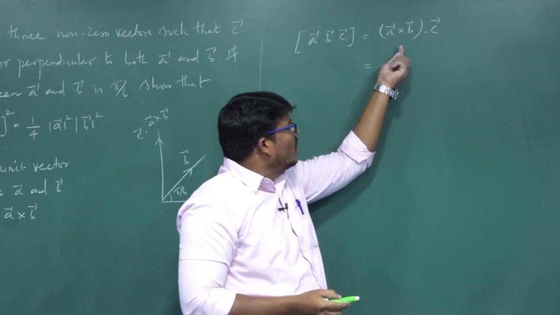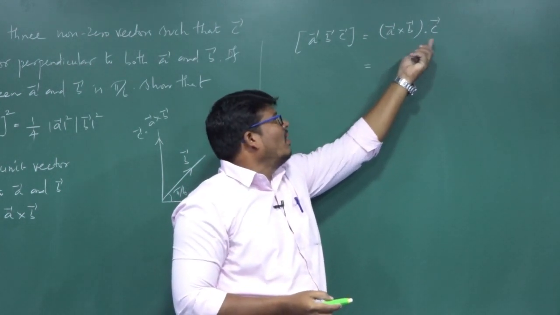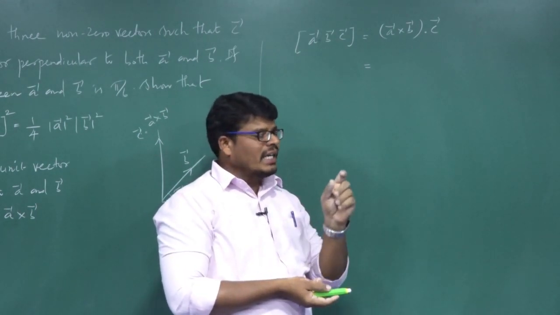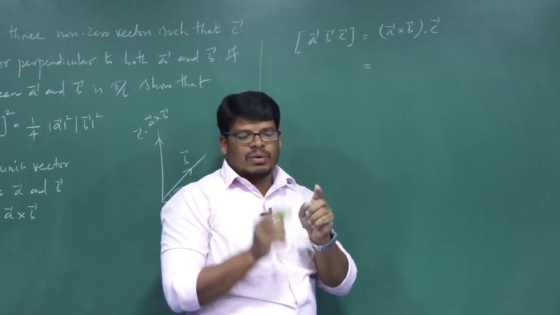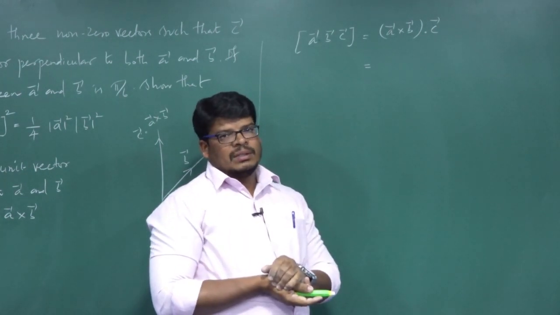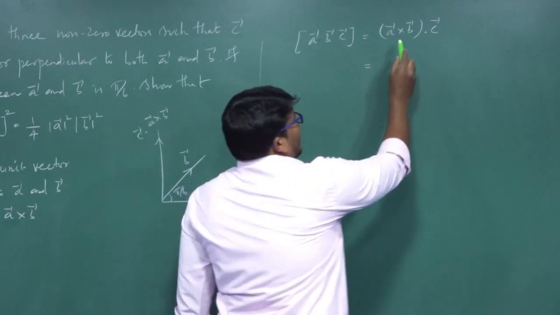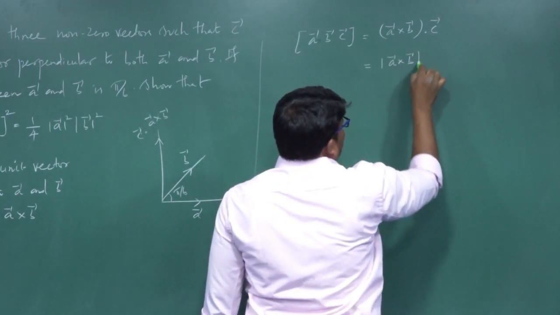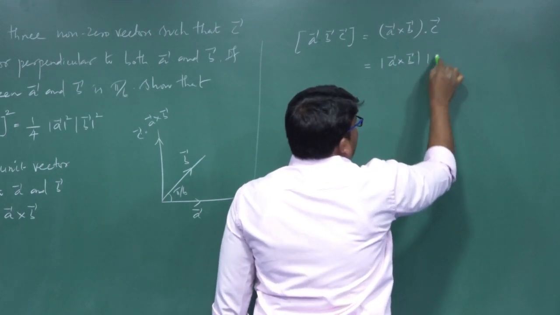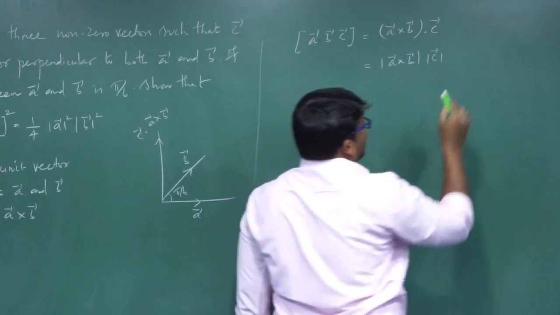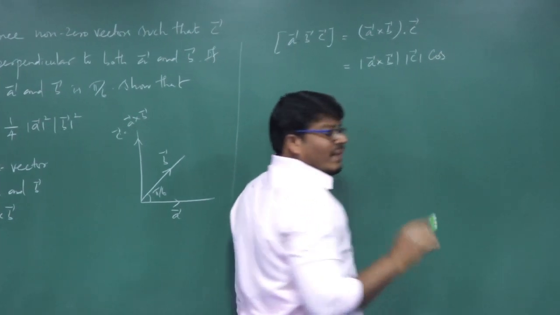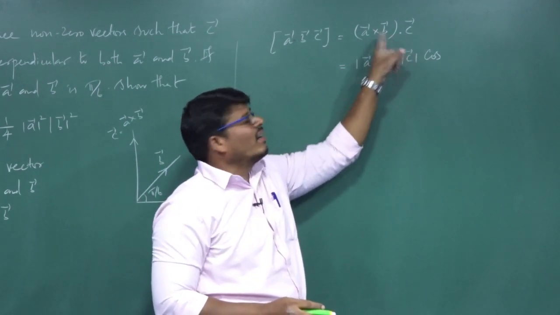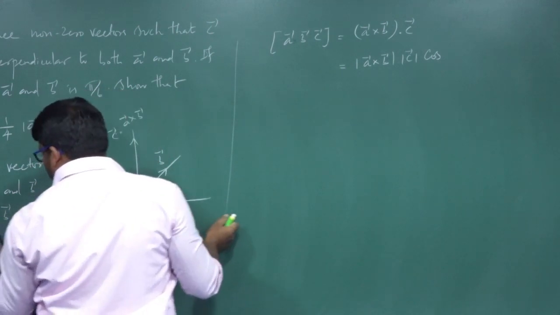Now assign A cross B equal to small a vector dot C vector. By using the definition of scalar product, A dot B equals modulus of A, modulus of B into cos theta. So A cross B dot C is modulus of A cross B into modulus of C vector into cos theta, where theta is the angle between A cross B and C.